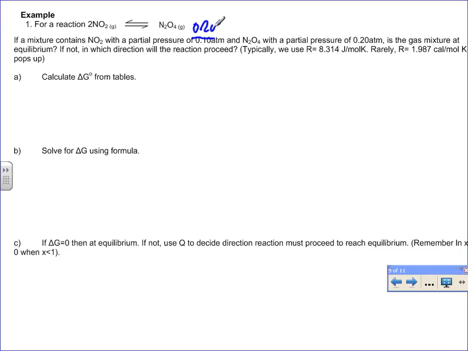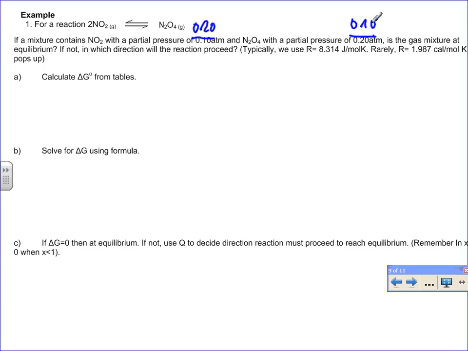Now I'm just going to change these values because I did my calculations using these values instead. So delta G naught, we're studying this reaction of 2NO2 in equilibrium with N2O4, and we've got a system with 0.20 atmospheres of NO2 and 0.1 atmospheres of N2O4. And we're being asked whether or not this system is at equilibrium, and if it's not, which direction must it proceed?